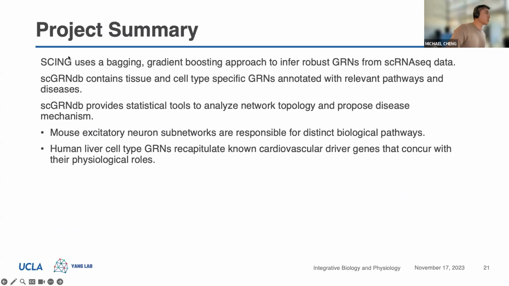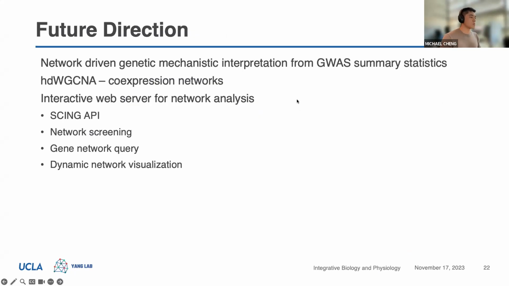So in summary, I just wanted to recap that we've built a single cell gene regulatory network method, cinch, and have applied it to single cell scGRNdb across many tissues and cell types across human and mouse atlases. And we're also providing statistical tools to analyze network topology and disease mechanisms. And in terms of future directions, we want to perform more systematic analyses of all of the networks we have. And connecting back to understanding genetic variation, we want to perform these network-driven genetic mechanisms using GWAS summary statistics.